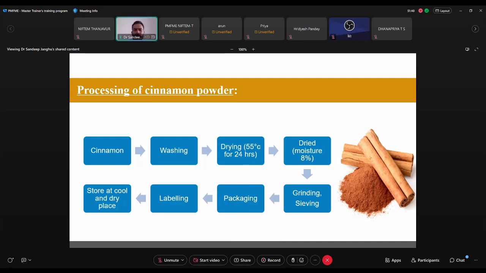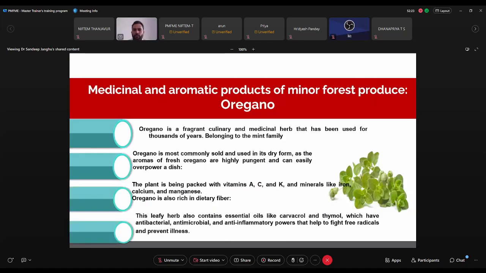In the dehydration process, after cleaning and washing, the cinnamon is dehydrated at a temperature not more than 55 degrees centigrade in mechanical dryers for 24 hours, and we have to bring the moisture content down to less than or equal to 8%. After that, we can go for free flow powder grinding using a pulverizer, and that powder can be packed, labeled, stored, and dispatched. Cinnamon can also be part of different kinds of spice mixes like garam masala, chicken masala, and other mixed spices.